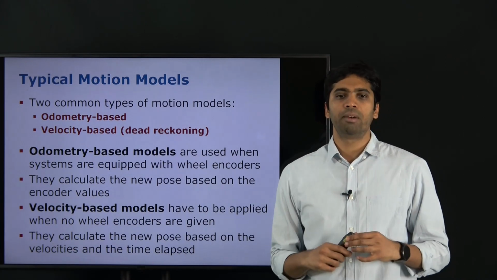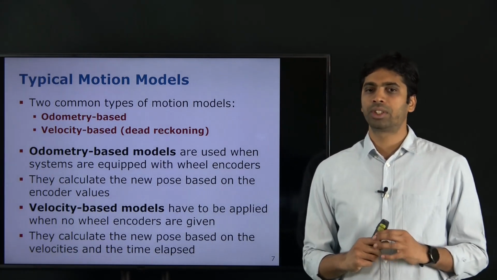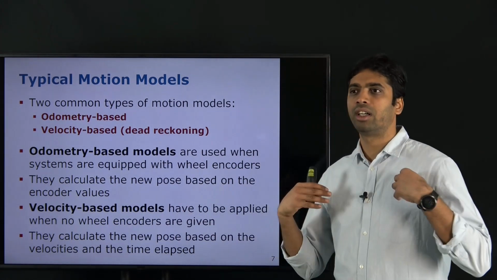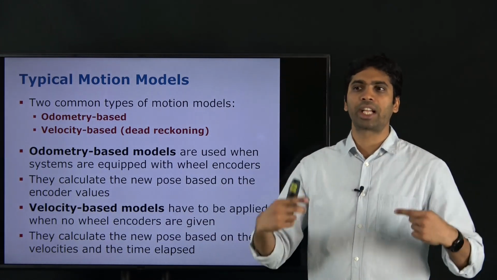And the second model, which is also quite commonly used, is what is called the velocity based model. In a sense, this is just a look ahead step, in the sense that you don't actually measure anything.